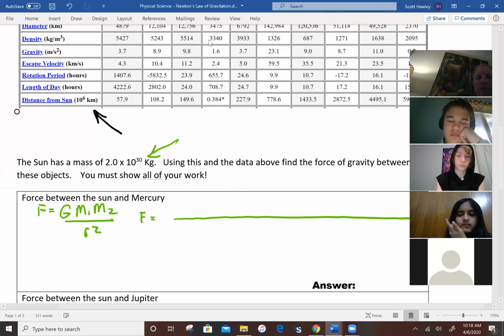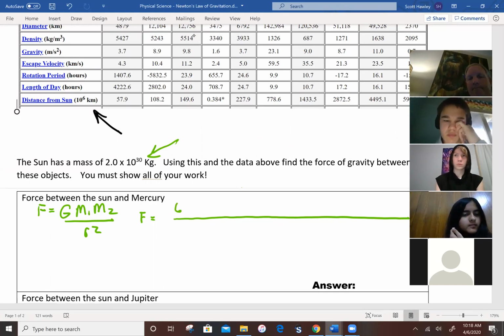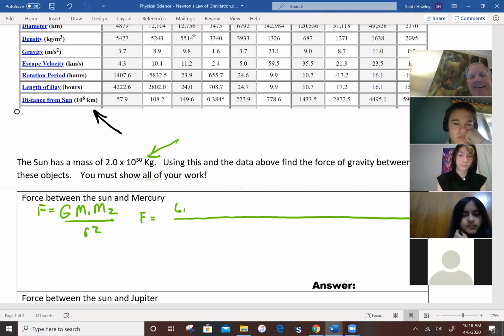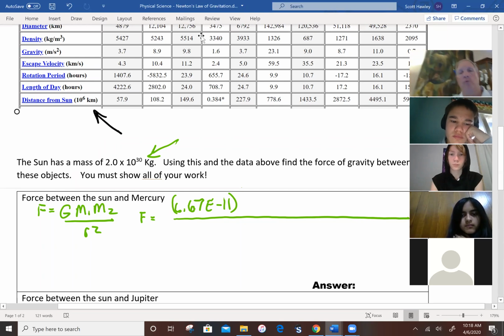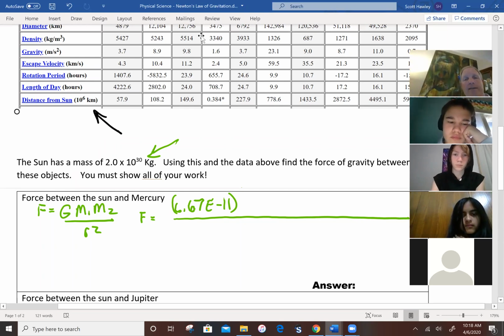Okay, G. What's G, everybody? It's big G, 6 point, come on, help me. 6 point what? 6.67 times 10 to the negative 11. There you go. All right, now I'm about to tell you something really important, so really hang on to this.